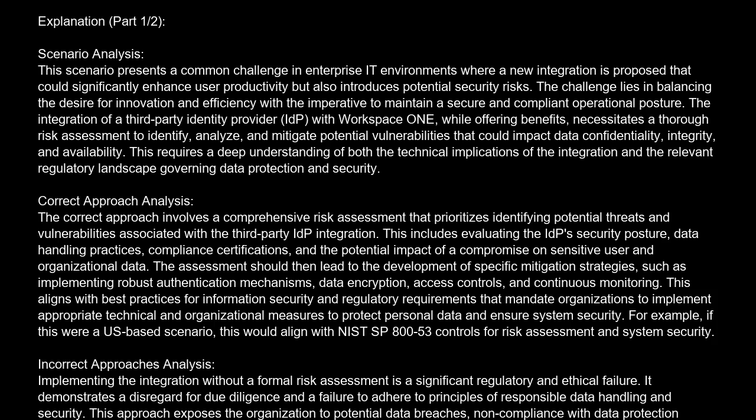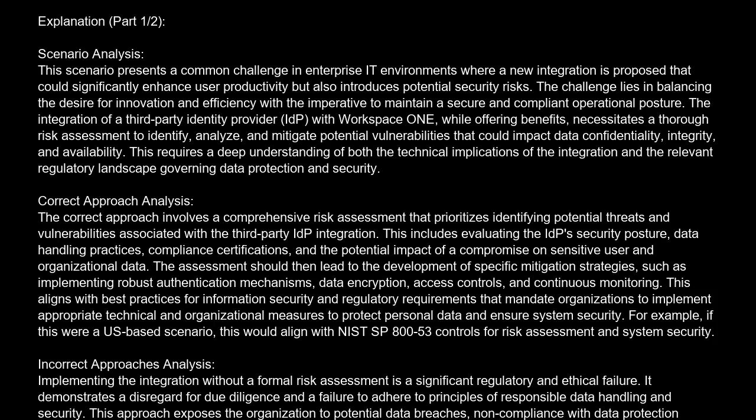The assessment should then lead to the development of specific mitigation strategies, such as implementing robust authentication mechanisms, data encryption, access controls, and continuous monitoring. This aligns with best practices for information security and regulatory requirements that mandate organizations to implement appropriate technical and organizational measures to protect personal data and ensure system security.